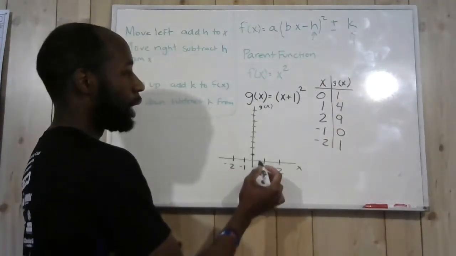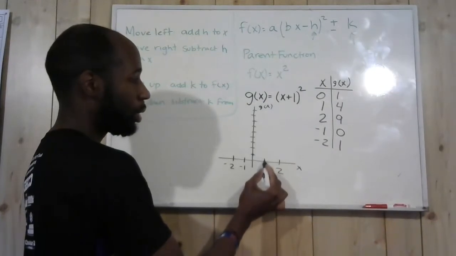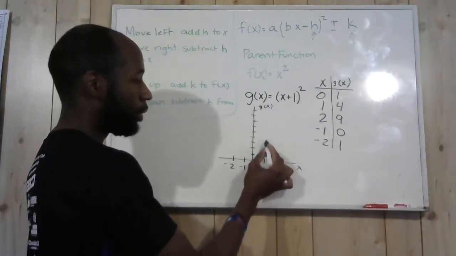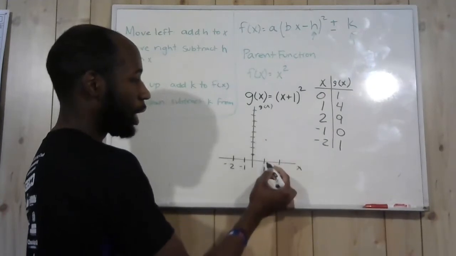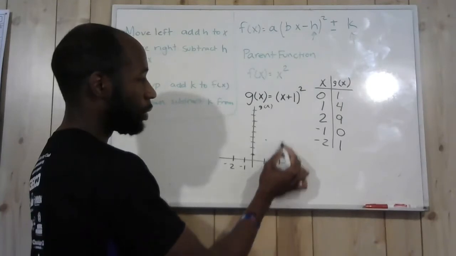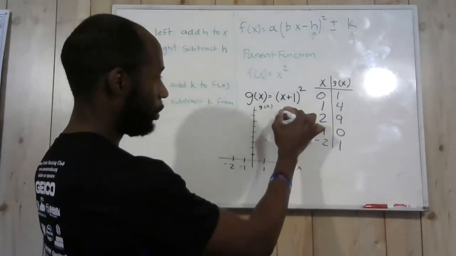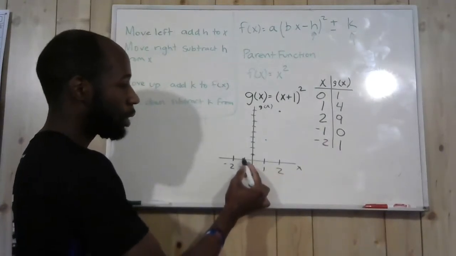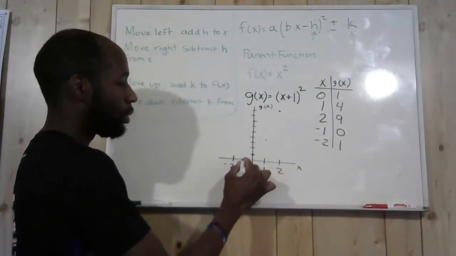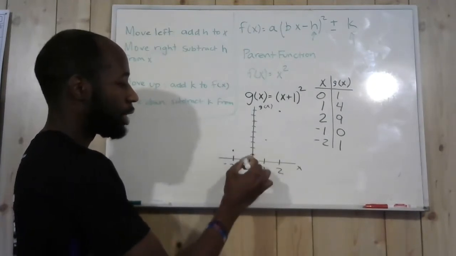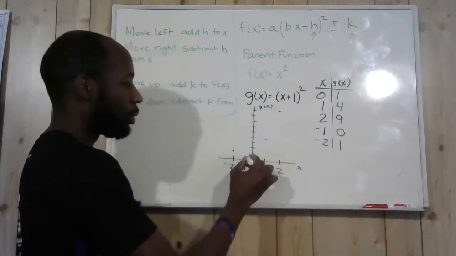All right, and then when x is equal to 1, g of x is equal to 4, 1, 2, 3, 4. When x is equal to 2, then g of x is equal to 9, which is all the way up here. All right, going back the other way, when x is negative 1, y is 0, x is negative 2, y is equal to 1. It probably would have helped for me to go at least to negative 3 so I could show you the full whatever.